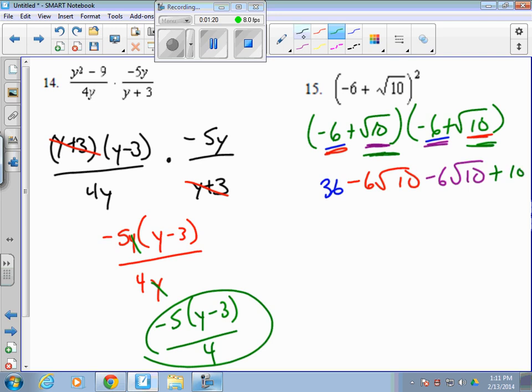Combine your like terms here. Your like terms are 36 and 10, which is 46. And negative 6 square root of 10 minus 6 square root of 10 is negative 12 square root of 10.